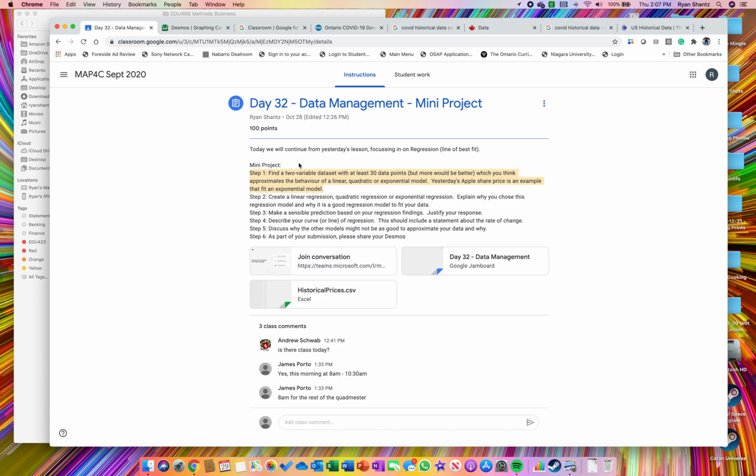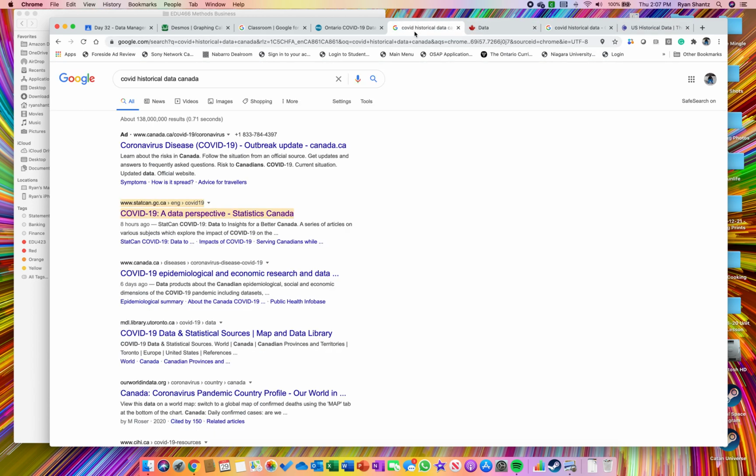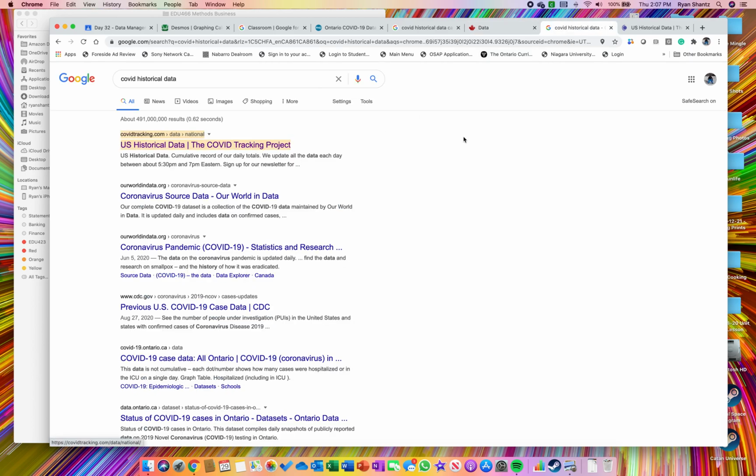Now, in today's world, obviously, COVID-19 is something that everyone is talking about, and there is a lot of data available for it. I went to this website. I just Googled COVID historical data, Canada, and then I also Googled COVID historical data, full stop. And I got brought to some of these websites, which are a little bit messy.